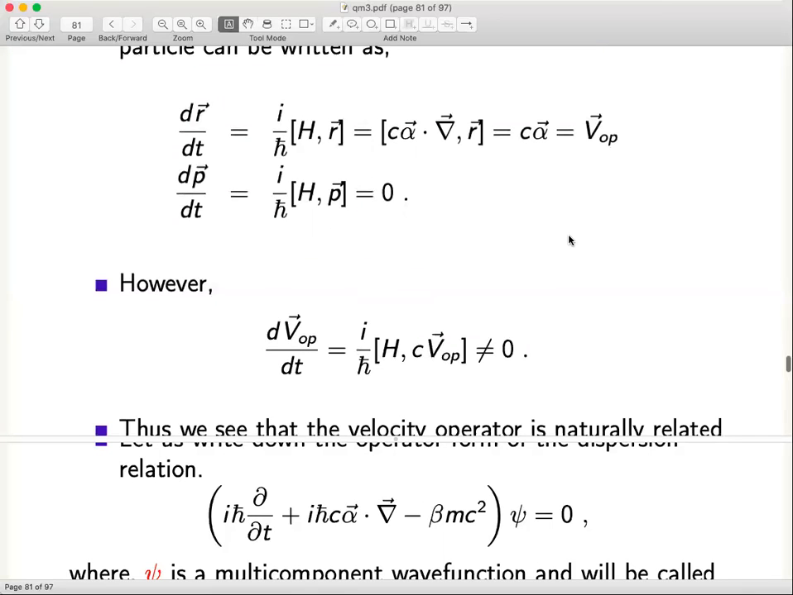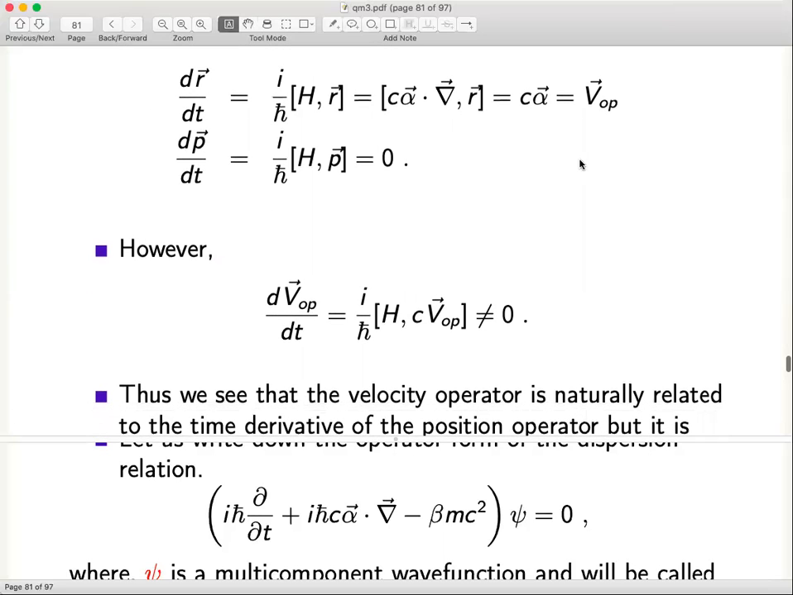Now the fact that there is no force acting on this is not directly congruent with the time variation of the velocity operator itself, because the velocity operator is proportional to alpha. So if you look at the time variation of the velocity operator, you again use the same relation, i upon h bar times the commutator of H with the velocity operator. Sorry, there was no need to write c there, but okay.